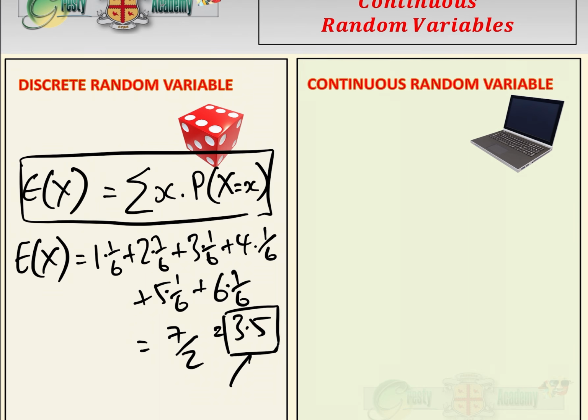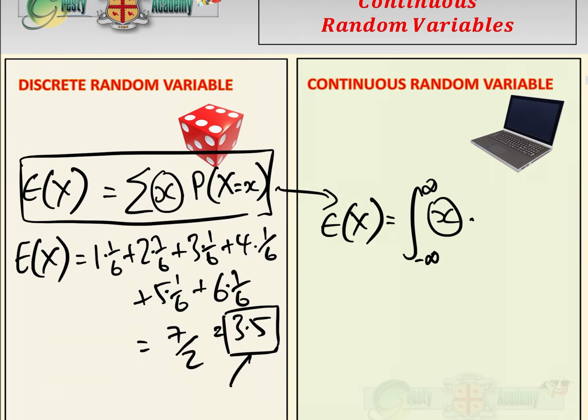Let's have a look at our continuous random variable, because the formula is fairly similar. The expected value on a continuous is equal to the integral between infinity and minus infinity of x, which is this bit, times f of x dx, which basically is that bit.